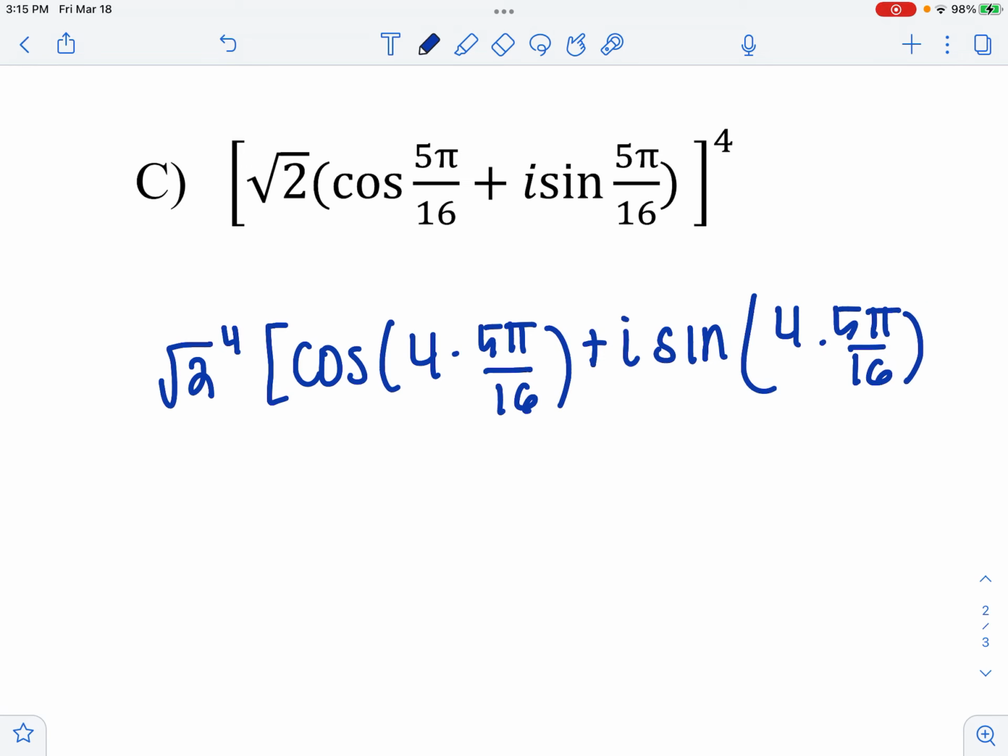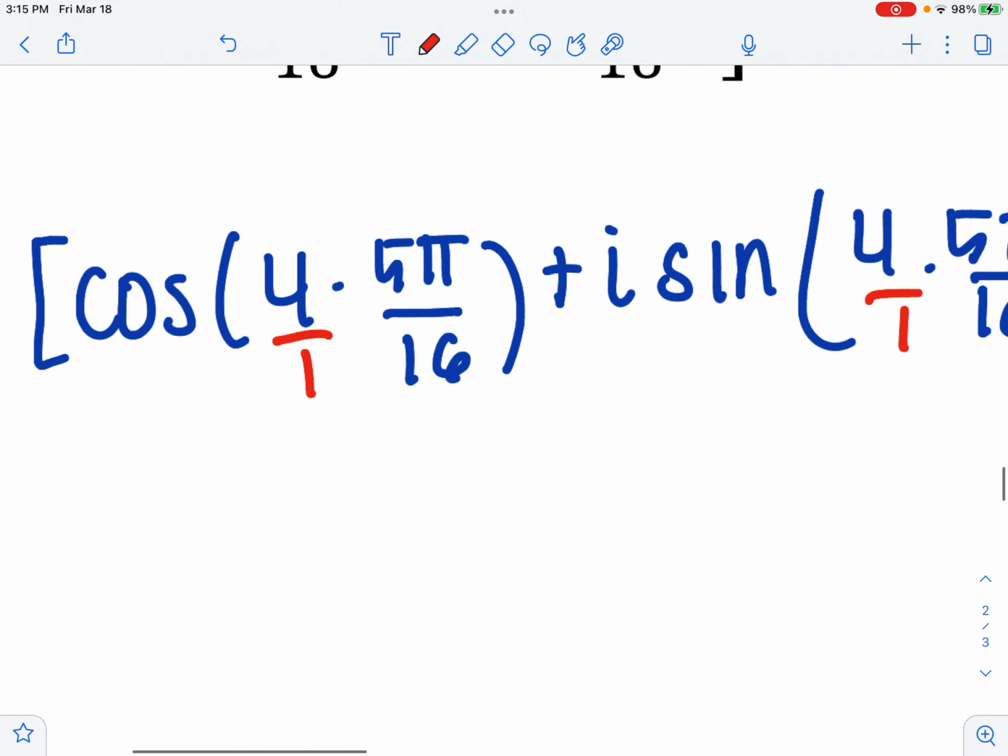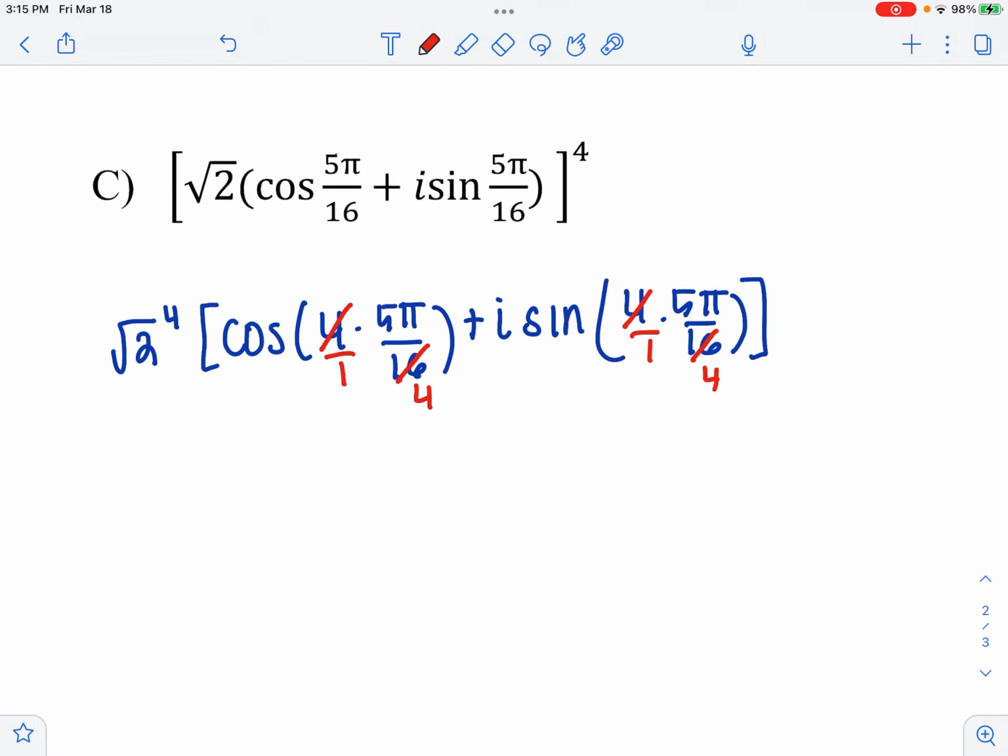Hopefully you noticed that as soon as I realized I was multiplying 4 by a fraction, I made the 4 line up with the numerator. The reason why is because I can put the 4 over 1, and then I can simplify the fraction. I can multiply and say I got 20 pi over 16 and then simplify, but I'd rather simplify first. 4 goes into itself once, 4 goes into 16 4 times, 5 pi over 4. Same thing here, I don't have to show it twice.